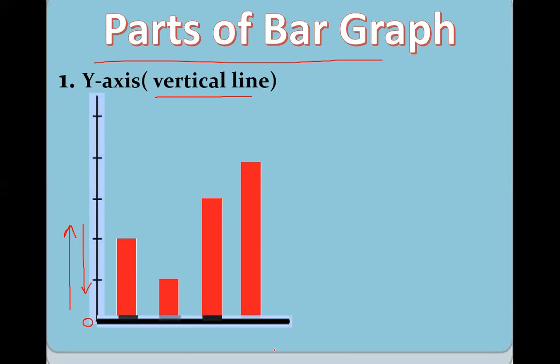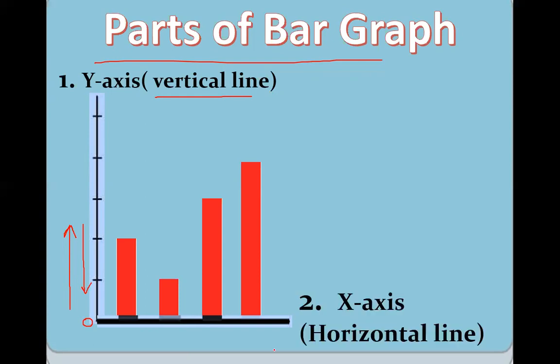Then the second part of the bar graph is the x-axis, and the x-axis is also called a horizontal line, which runs from 0 in the right direction. Third is bars. After drawing the x-axis and y-axis, for the bar graph you need rectangular bars. It is compulsory to draw the bars in the form of rectangles.